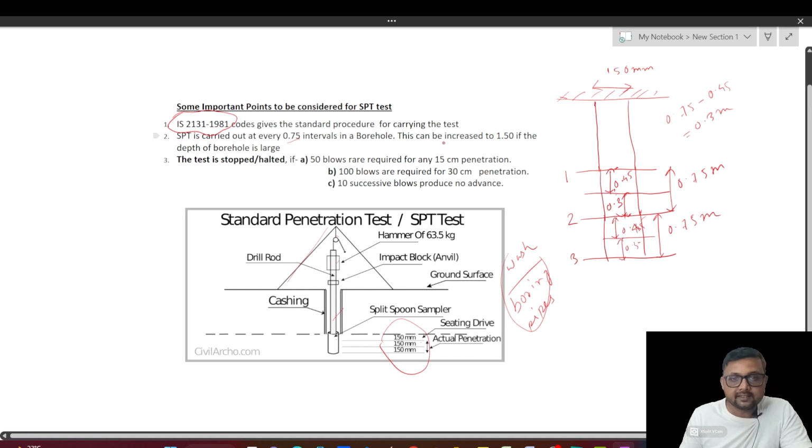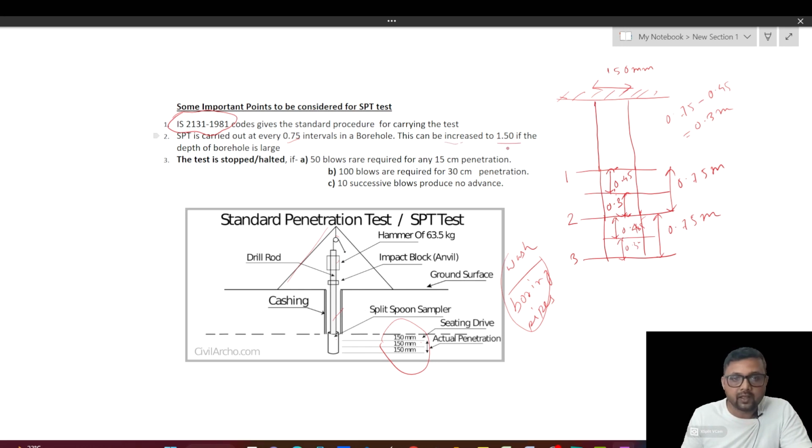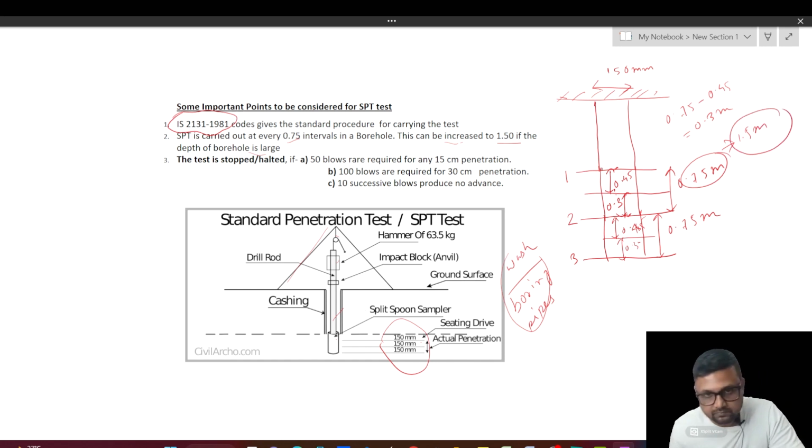And this can be increased up to 1.5 if the depth of the borehole is large. If we have to drill up to a very high depth, then this interval can be increased up to 1.5 meter. Now the thing is, how do we decide whether to use 1.5 meter or 0.75 meter? That will depend on the depth of this borehole.